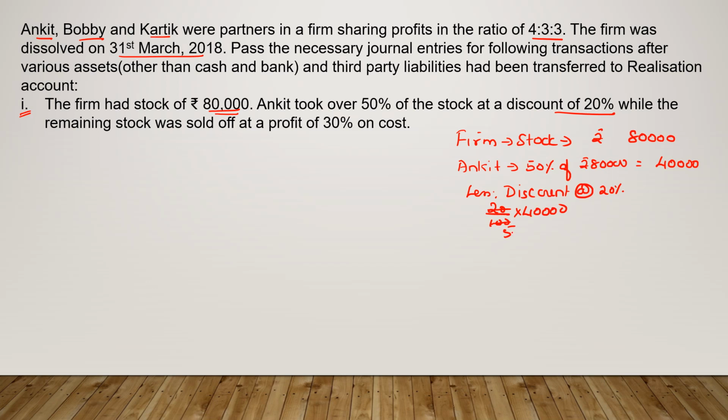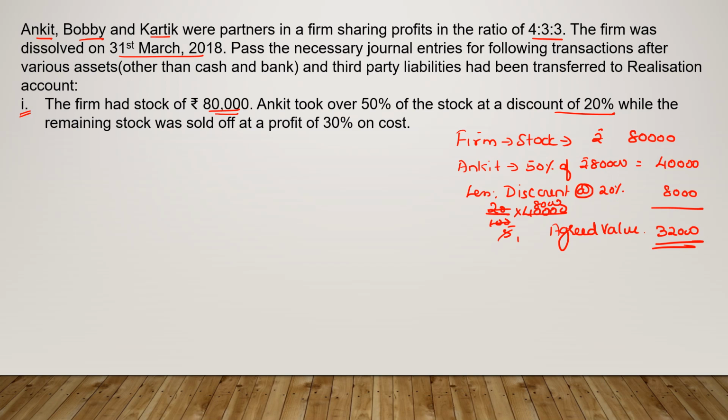20 ones are 20, 25s are, 5 ones are 5, 5 eights are 40, so 8,000. So 32,000 is the agreed value. We call it the agreed value. At this value, Ankit is taking over the stock.